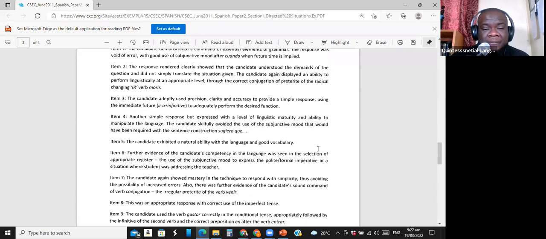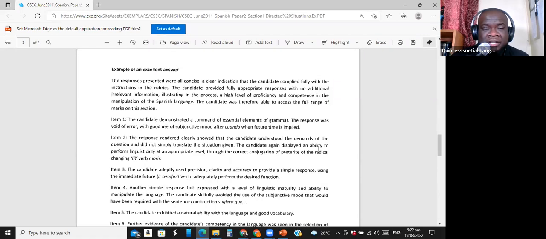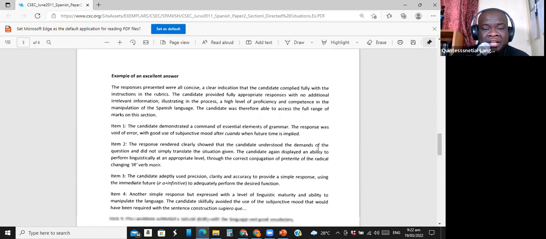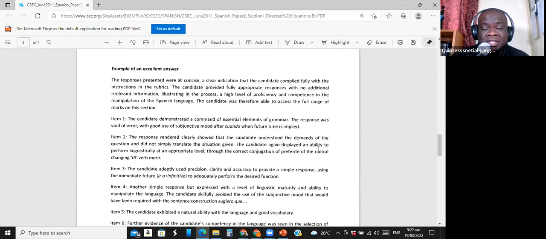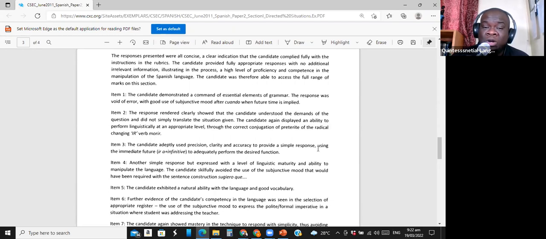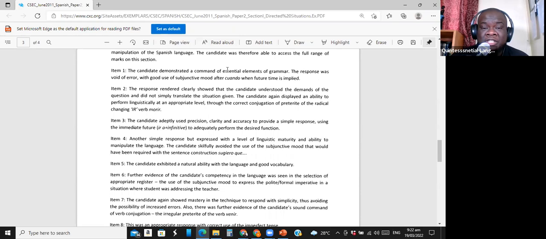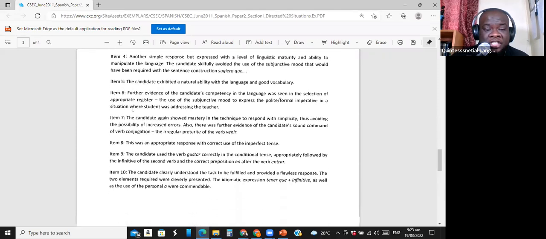And you will see the situation, the excellent example of an excellent answer, notes from CXC. So when we send this to you, or when we upload this as well on the Padlet, you would notice that CXC is giving feedback on what they're looking for. The candidate demonstrated a command of essential elements of grammar. Response didn't have any errors. Subjunctive mood was used after cuando to imply a future time, right? And they give their different suggestions and recommendations.